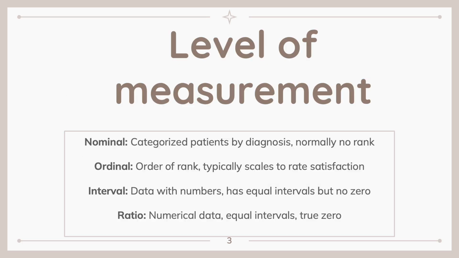Next, we'll move on to the level of measurement. The levels of measurement are nominal, ordinal, interval, and ratio. Nominal organizes patients typically by diagnosis, and there's no rank. We'll get into that in just a little bit. Ordinal has an order of rank, and often within OT is tied to satisfaction. Interval, again, is data with numbers, but there is no true zero. And ratio, again, is numerical data, but has a true zero.